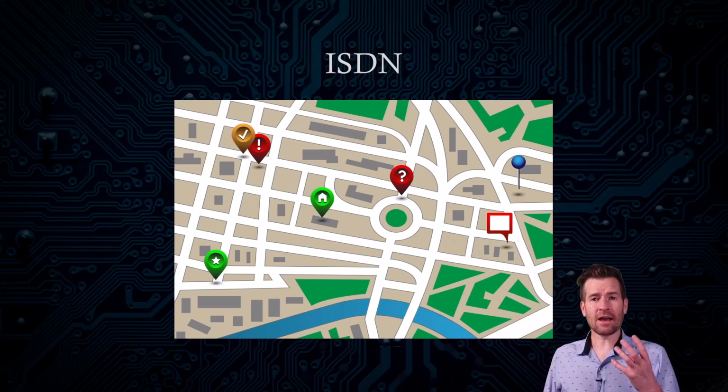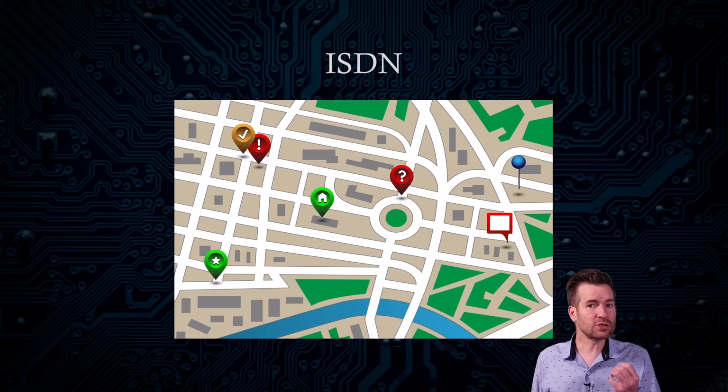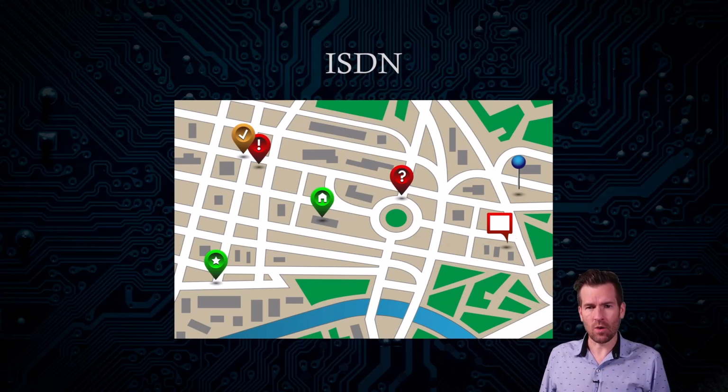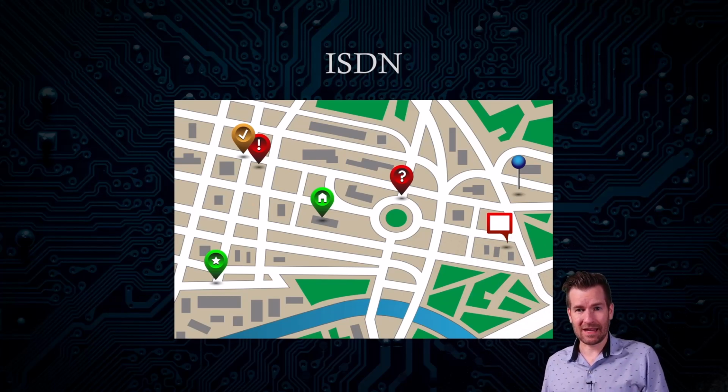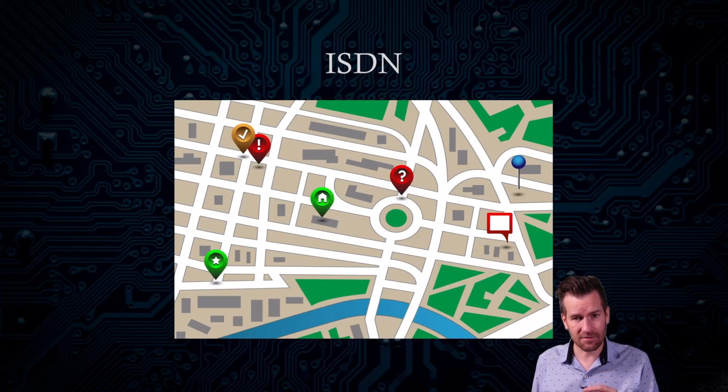So if the only thing that was available to you is a public switch telephone network, and dial-up was just too slow, one thing that might give you a little more speed, and really the advantage of this one is it also carries both data and voice, is an ISDN connection.